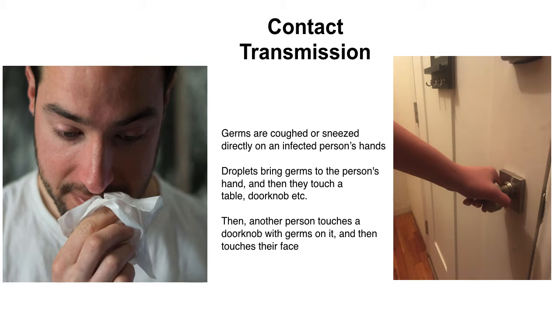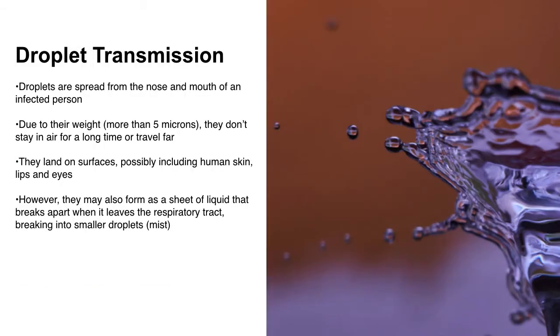In the case of SARS-CoV-2, we're not as concerned about that as some of the other ways of getting the virus. It's been estimated that about 10% of all of the viral transmission has been transmitted by contact transmission, and the majority has actually been droplet transmission. Droplet transmission means that the droplets are spewed out of an infected person, and because of their weight, which is around 5 microns, they don't stay in the air very long. They drop. Droplets. And they land on surfaces, possibly like human skin or lips or eyes.